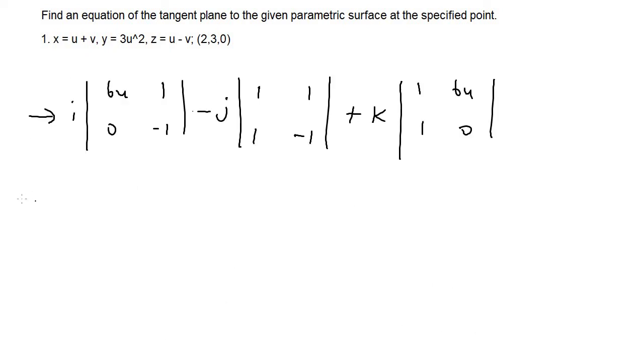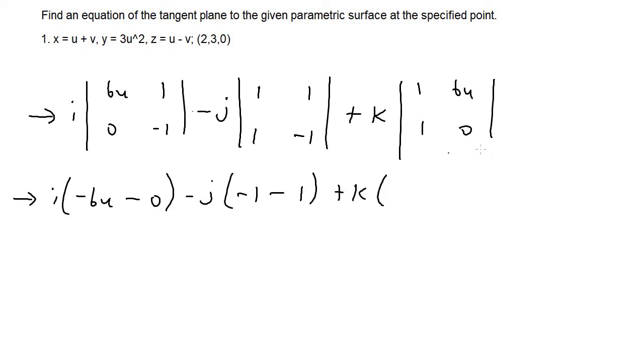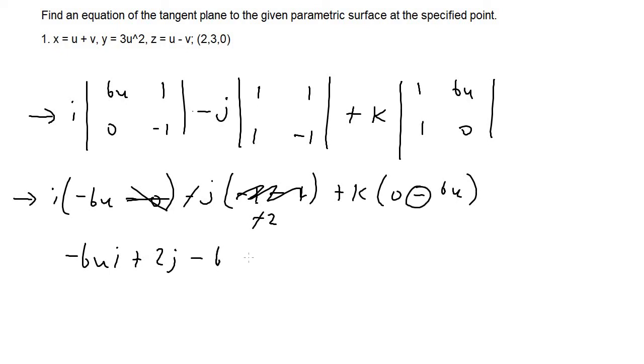So now we can go ahead and cross multiply. So we get i times 6u times negative 1 is negative 6u, minus 0 times 1 is 0, minus j times 1 times negative 1 is negative 1, minus 1 times 1 is 1, and then plus k times 1 times 0 is 0, minus 1 times 6u is 6u. So then we get negative 6u minus 0 is negative 6u, so negative 6u times i. Negative 1 minus 1 is negative 2, so if I rewrite it as negative 2, the negatives will cancel, so we get plus 2j, and then a negative can come out front, so minus 6u times k.